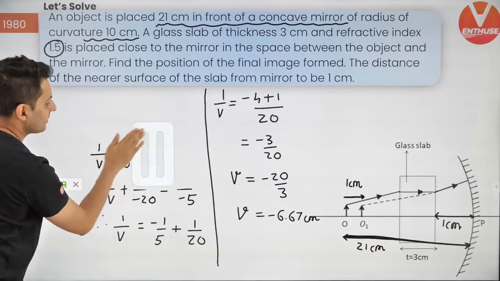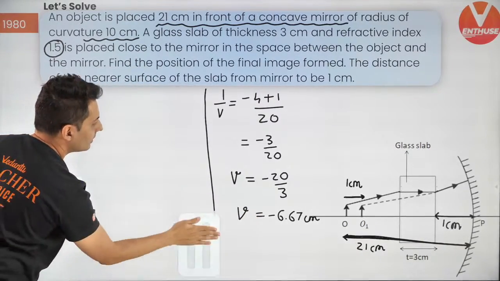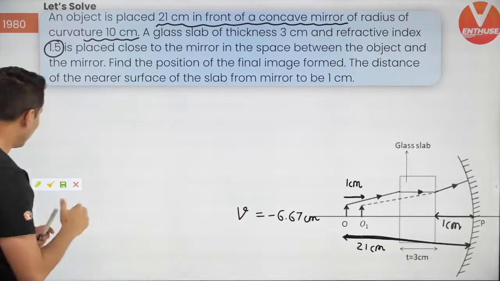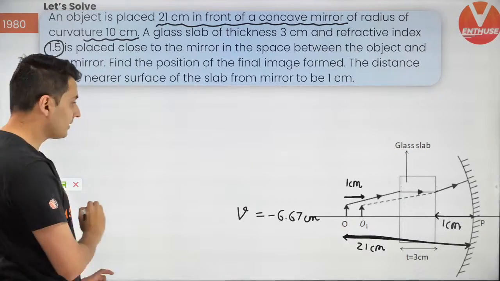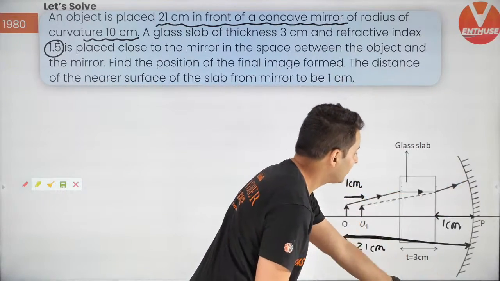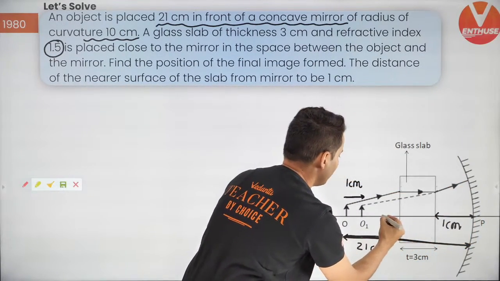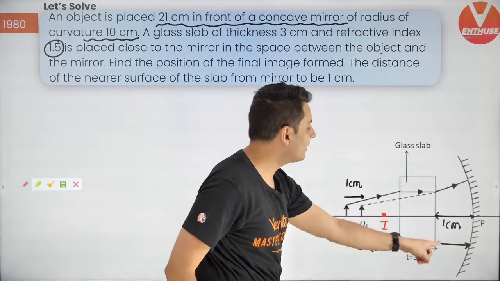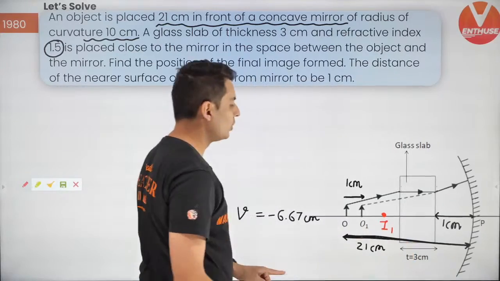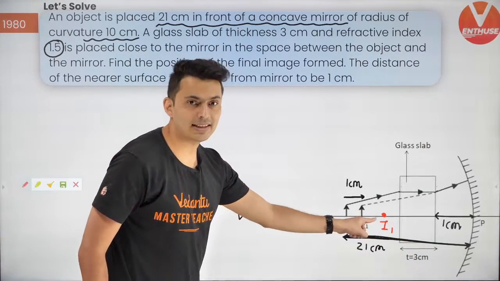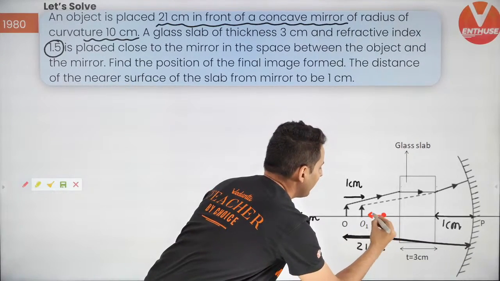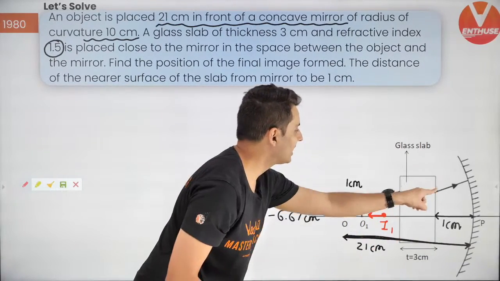I don't need all these things, I'll get rid of this. I don't need this. Okay, now what does this mean? This means the image by the mirror will be formed somewhere over here. But remember one thing, this glass slab won't allow it to do so. The image won't be exactly formed here. The image will also shift actually by 1 centimeter because of the glass slab.